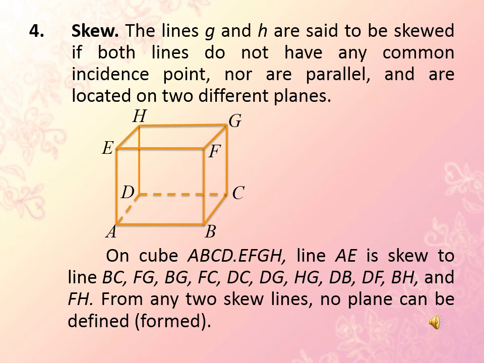On cube ABCD.EFGH, line AE is skew to lines BC, FG, BG, FC, DC, DG, HG, DB, DF, BH, and FH. From any two skew lines, no plane can be formed.